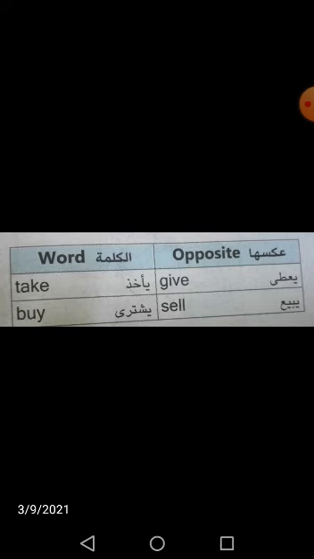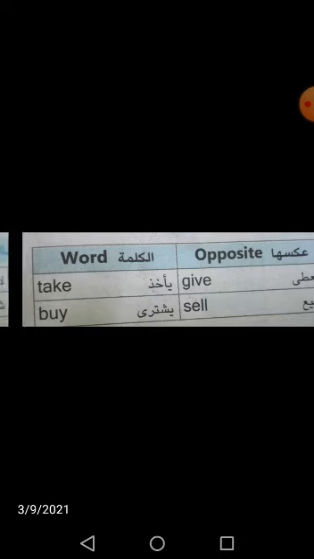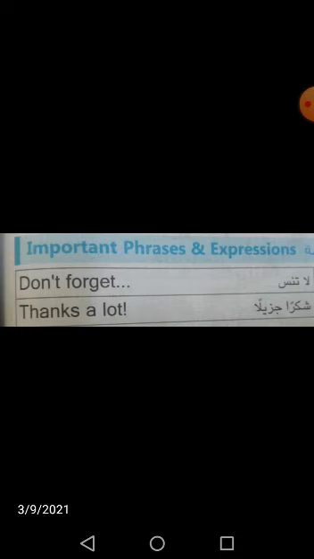Take, the opposite of take is give. Take, give. Buy, the opposite of buy is sell. Buy, sell. Again, take, give. Buy, sell.